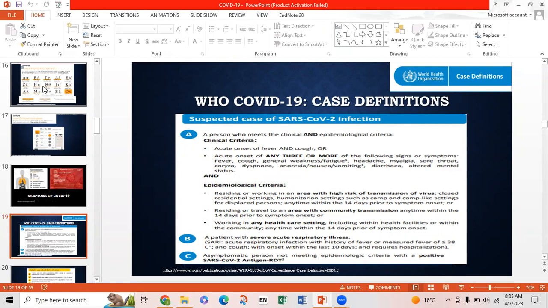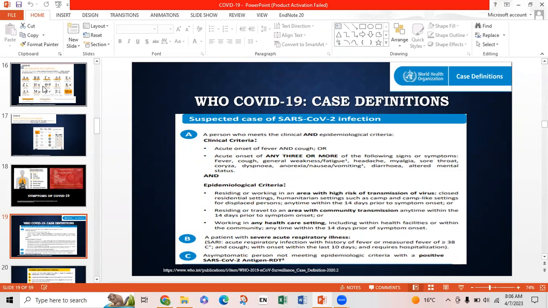The epidemiological criteria are residing or working in an area with high risk of transmission of the virus, closed residential settings, humanitarian settings such as camps and camp-like settings for displaced persons, anytime within the 14 days prior to symptom onset, or residing or traveling to an area with community transmission anytime within the 14 days prior to symptoms, or working in any healthcare setting, including within health facilities or within the community, anytime within the 14 days prior to symptom onset.